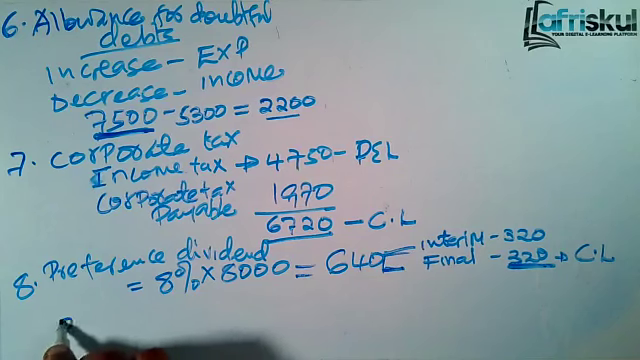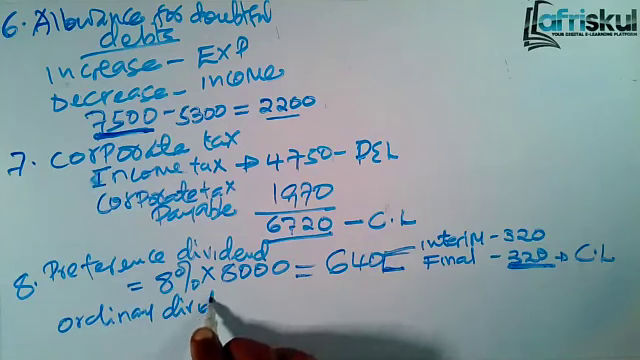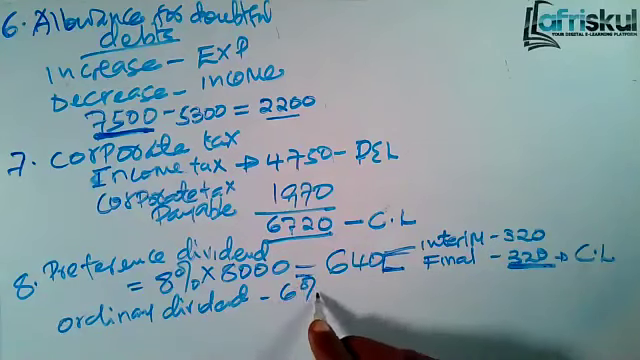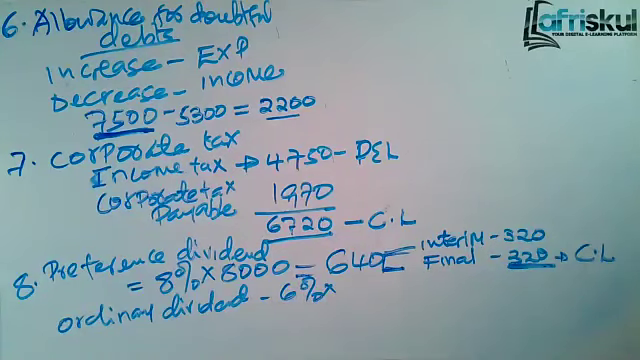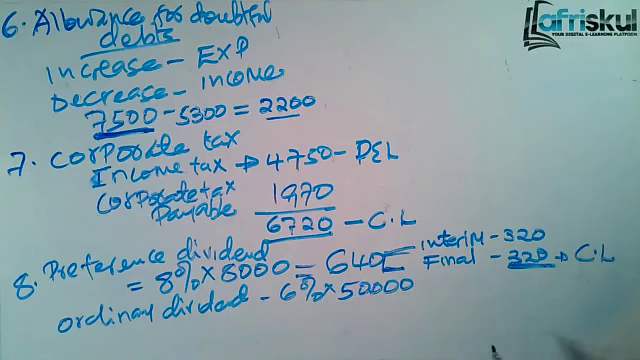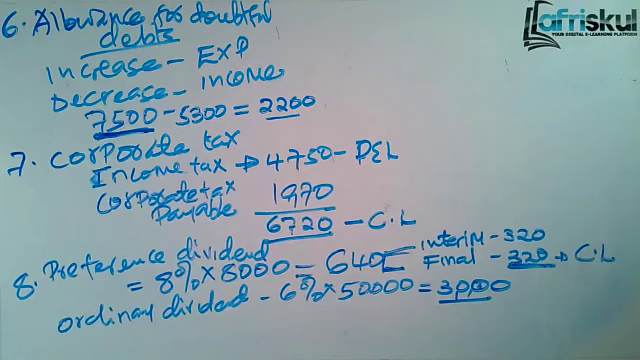Now, we also have the ordinary dividends. We've been told that the ordinary dividends will be paid at a rate of 6%. So we take the 6% and apply it to the ordinary share capital, where we've been given the whole value of 50,000. What we get is 3,000, which is the ordinary dividend that was proposed to be paid.